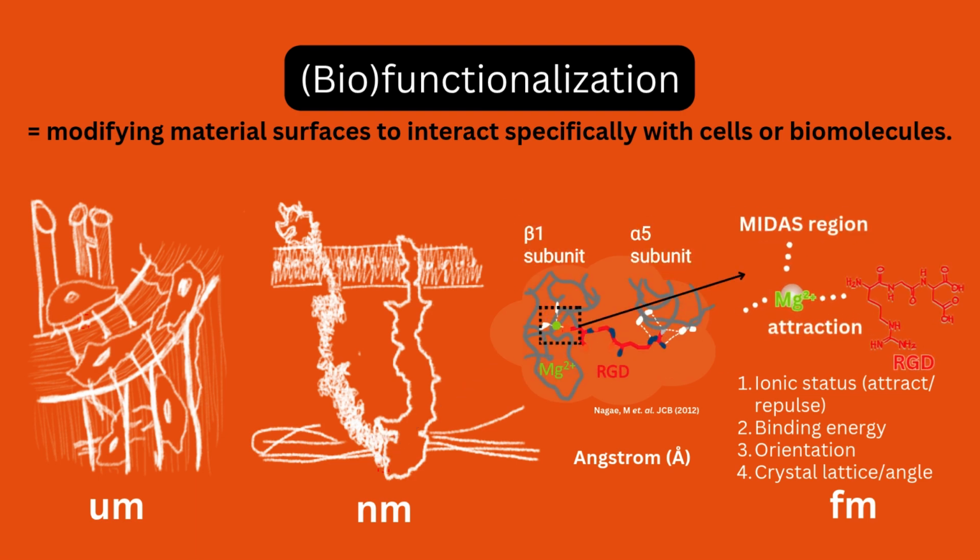These interactions are stabilized by metal ions like magnesium at what's called the MIDAS domain, acting as a docking point that ensures proper recognition and attachment. And finally, at the femtometer scale, atomic-level properties such as ionic charge, binding energy, spatial orientation, and crystal structure determine whether these molecular interactions are attractive, repulsive, or perfectly matched. By engineering surface features at these fine scales, both physical and biochemical, we can design devices that communicate with the body, respond effectively, and perform with precision.